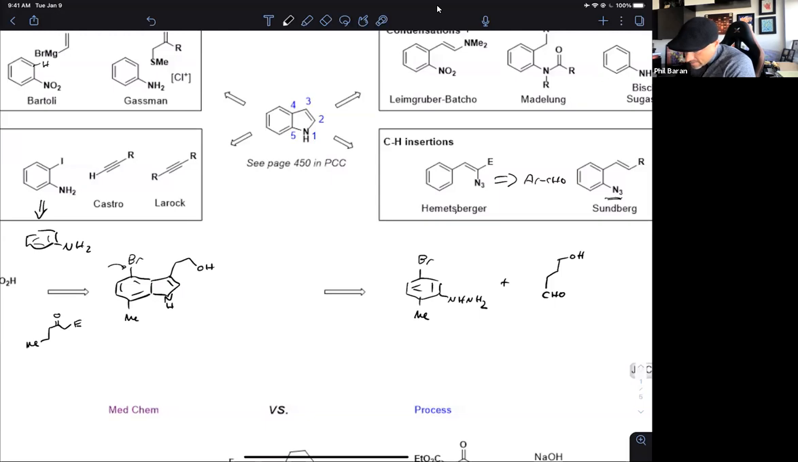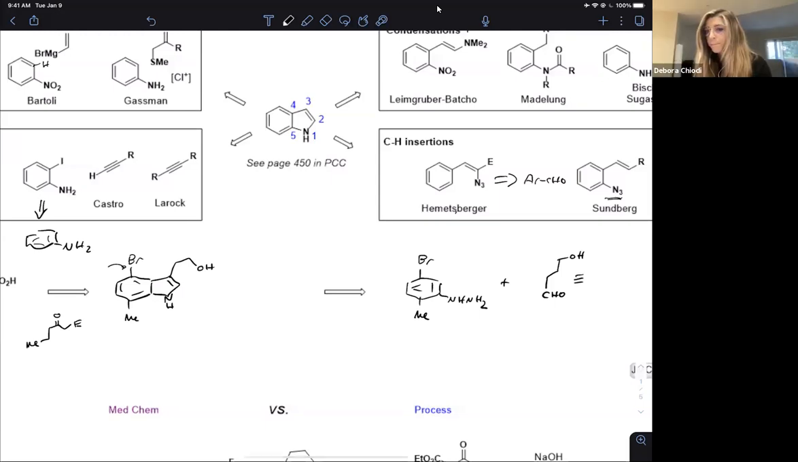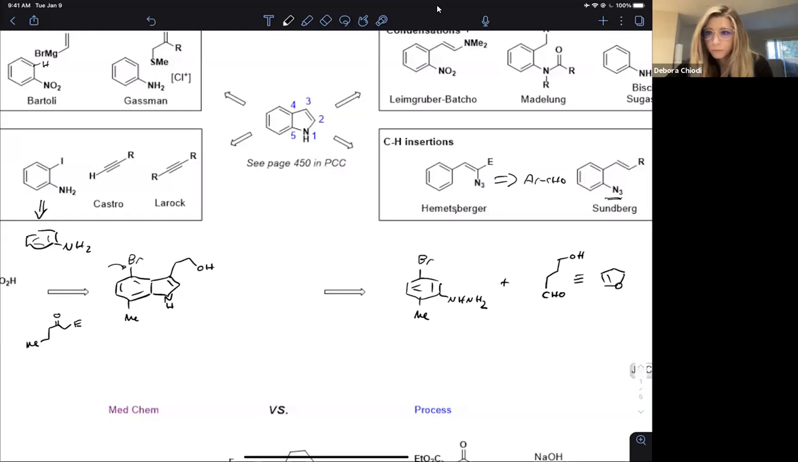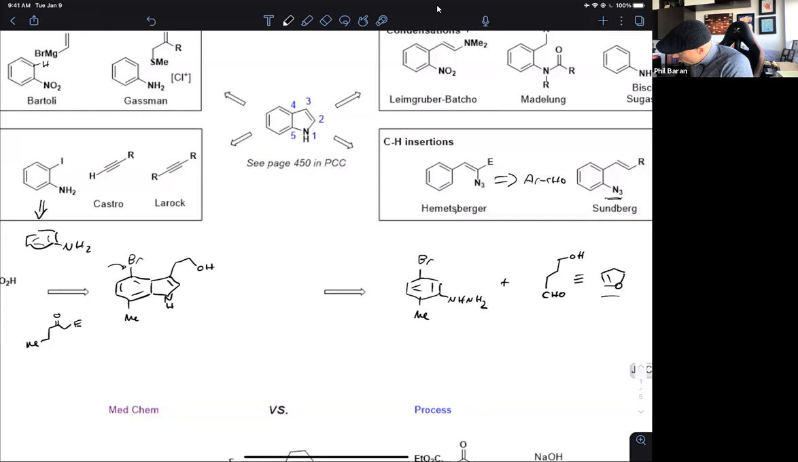You want to use that aldehyde? Yeah. Well, it turns out that aldehyde is basically just dihydrofuran hiding. I see. So that is exactly right. We can take dihydrofuran, which upon the conditions of Fischer serves as a surrogate for that. It leads us to the intermediate that everyone knows and loves from a Fischer reaction.